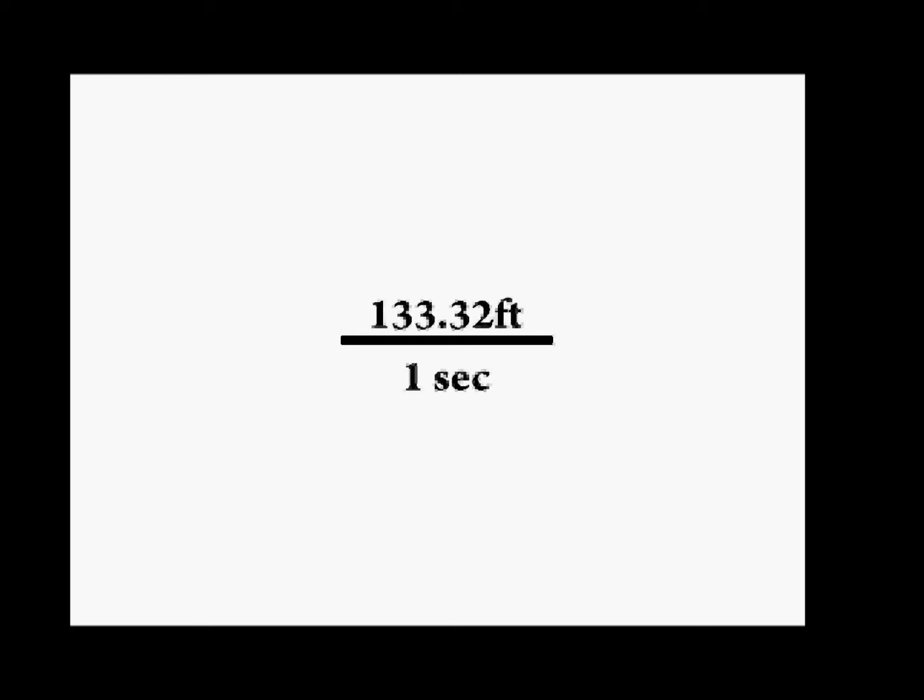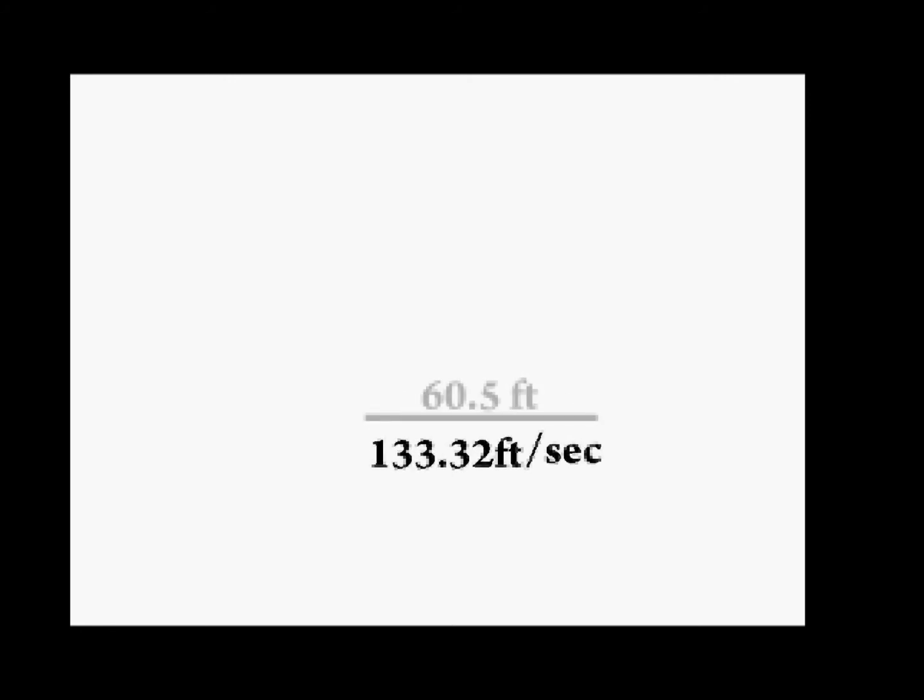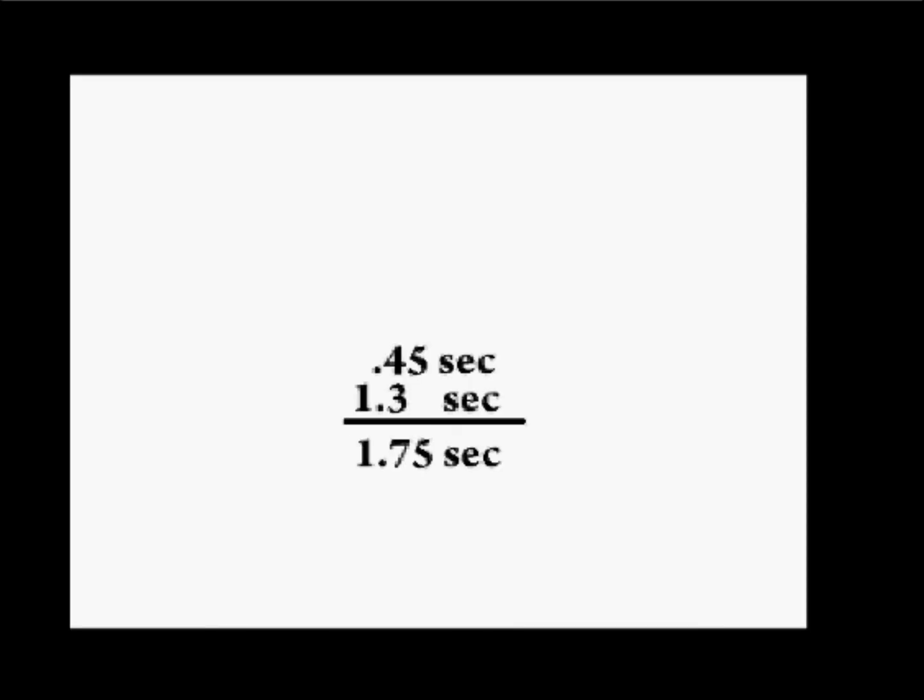Now that we have common labels, let's plug everything in. Distance equals 60.5 feet since 6 inches is half a foot, divided by our 133.32 feet per second. The feet labels cancel out, giving us a repeating decimal of 0.45. Adding the 1.3 seconds from the pitching motion, the total time the pitcher takes is 1.75 seconds.